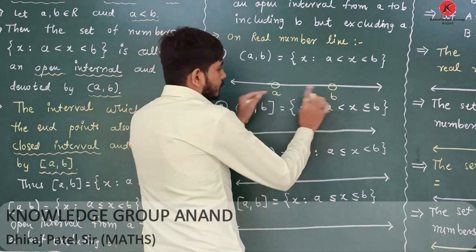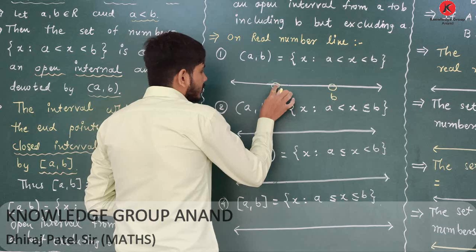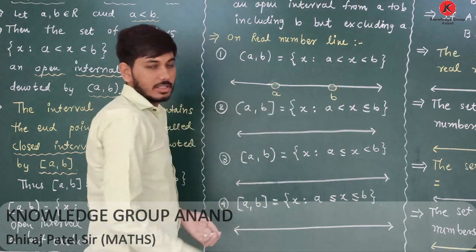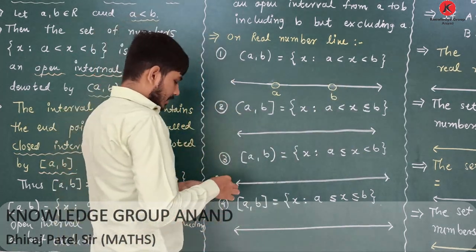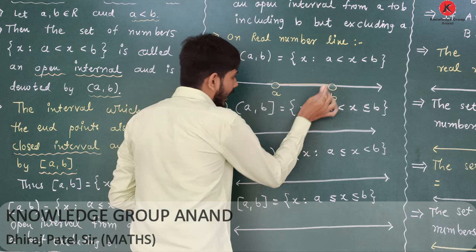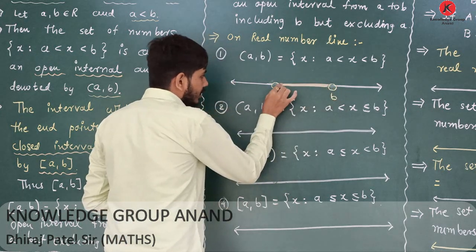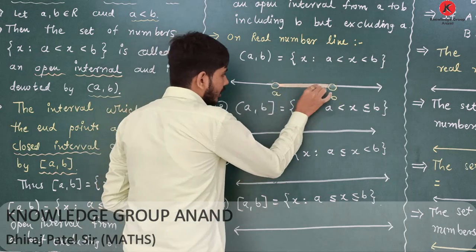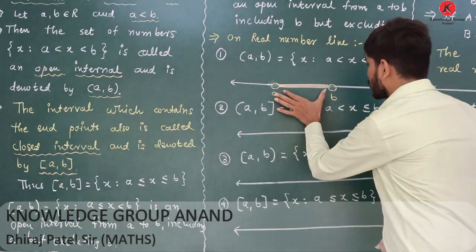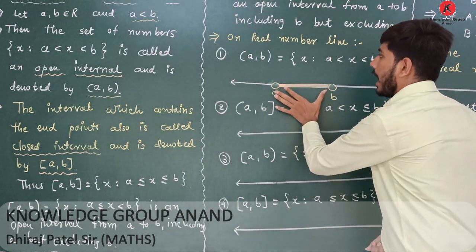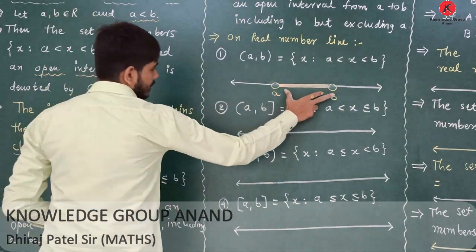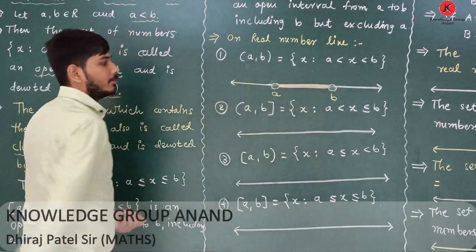Here A and B both are excluded numbers, therefore you have to put a hollow circle on each. Next, we want all the real numbers that lie between A and B, but not including A and B. Clear? All these numbers are in the open interval from A to B. This is the representation of this interval on the number line.